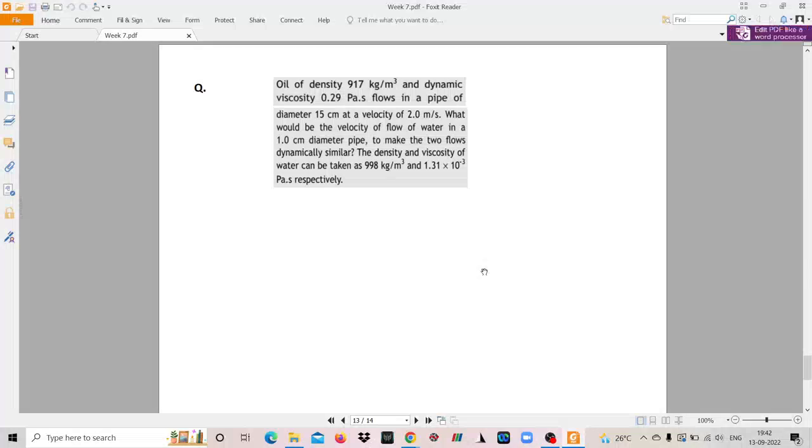Oil of density 917 kg per meter cube and dynamic viscosity 0.29 Pascal second flows in a pipe of diameter 15 centimeter at a velocity of 2 meter per second. What would be the velocity of flow of water in a 1 centimeter diameter pipe to make the two flows dynamically similar? The density and viscosity of water can be taken as 998 kg per meter cube and 1.31 into 10 to the power minus 3 Pascal second respectively. So, there are two situations.